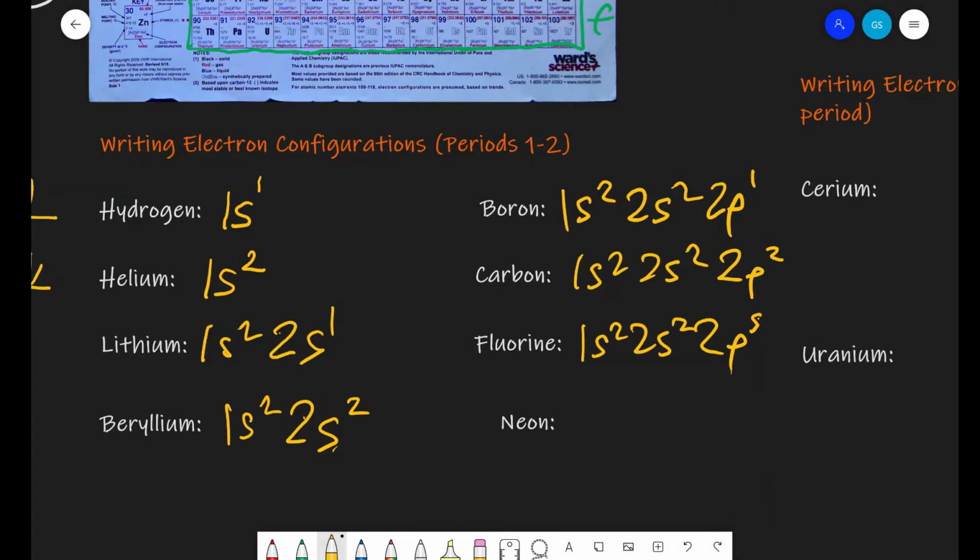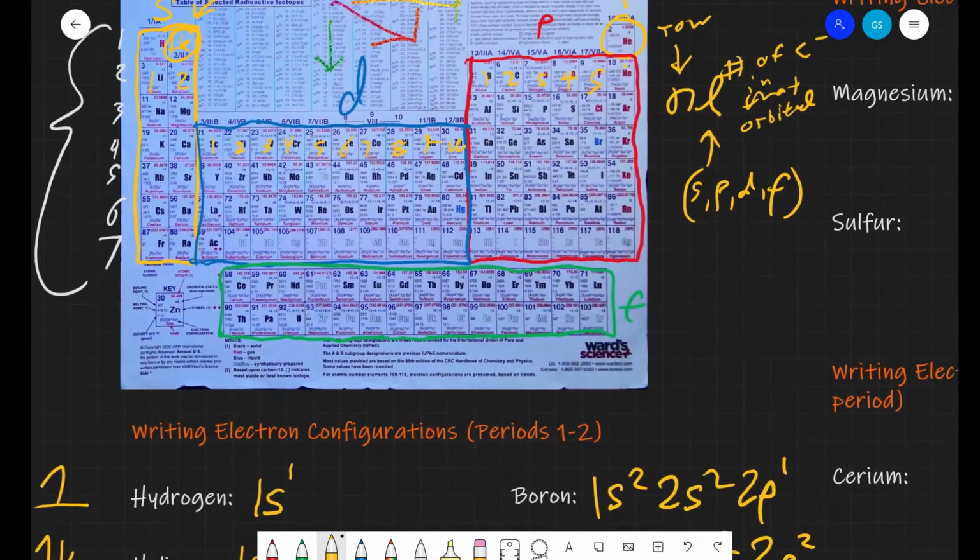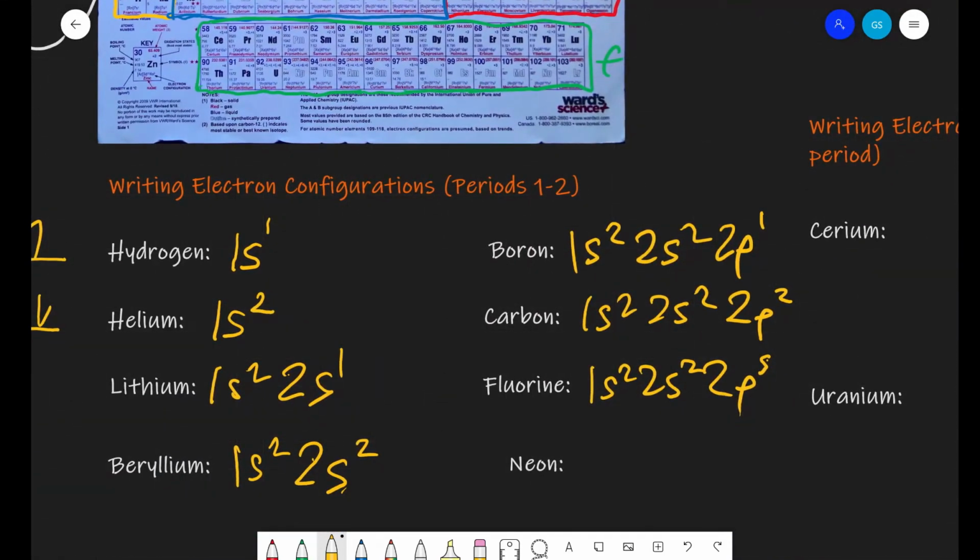Now let's write for neon. So again, looking at the periodic table, neon is right after fluorine, so we know that we have to write the previous stuff. So 1s2, 2s2, 2p6, because neon has a full octet.